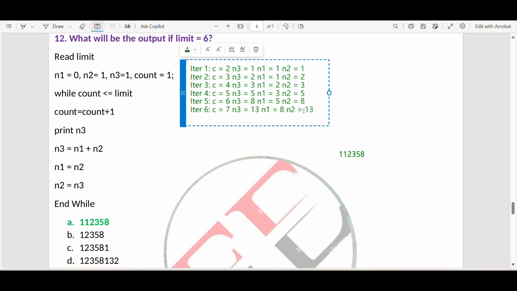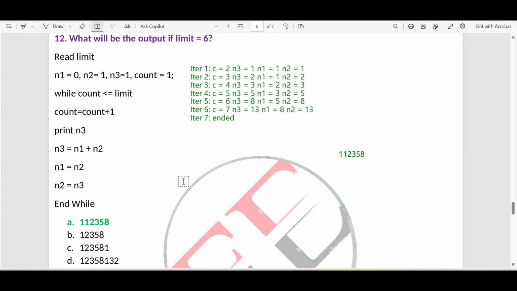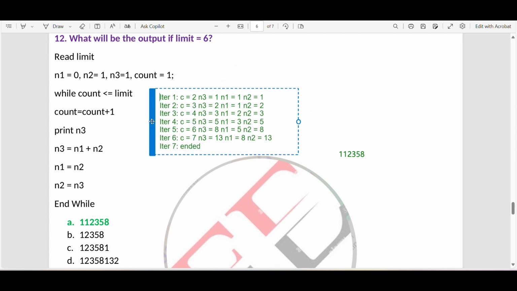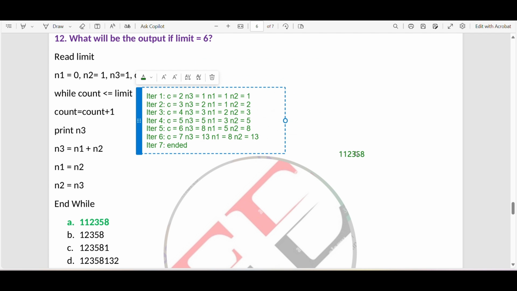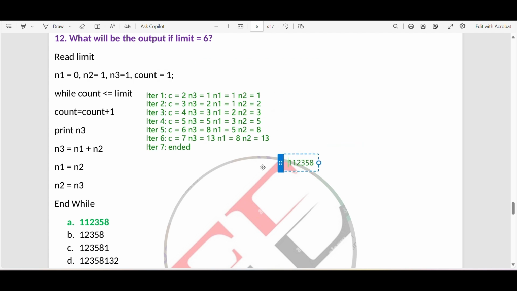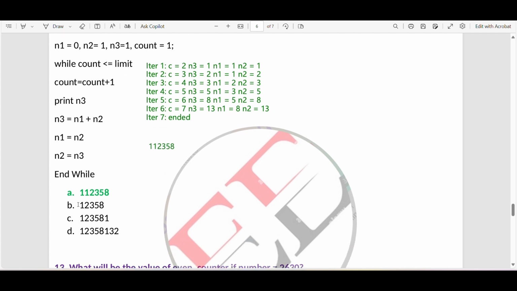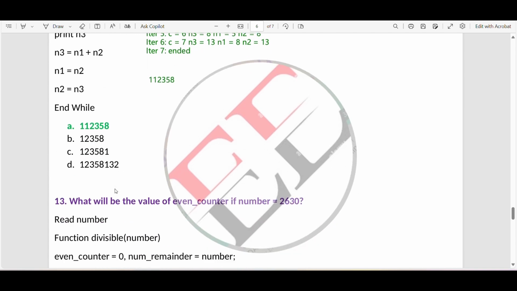Okay. And next we are going to iteration 7. So in iteration 7, you need to see whether this count, which is 7, is less than or equals to 6. No. So it is ended, right? End while. And finally we have got the output. This is the final output, and this is the procedure to do it. And finally the first option A is the correct option here.